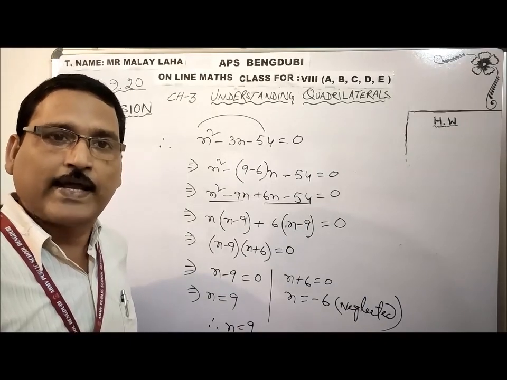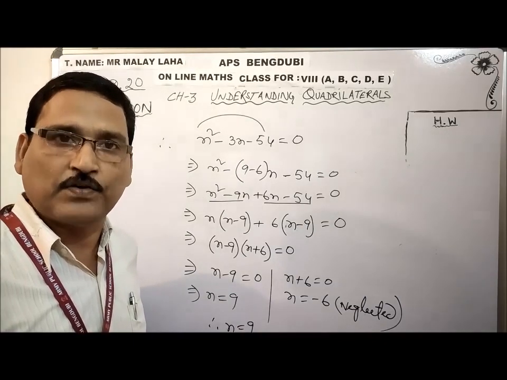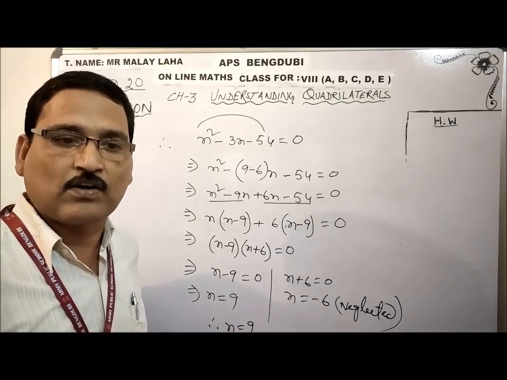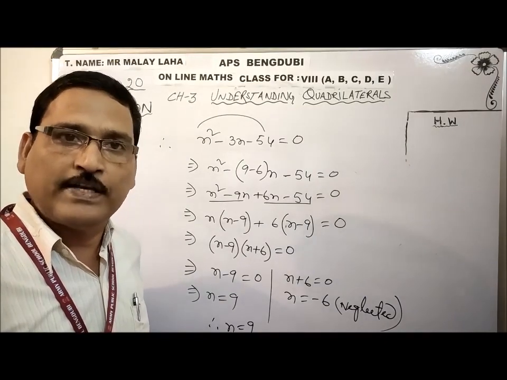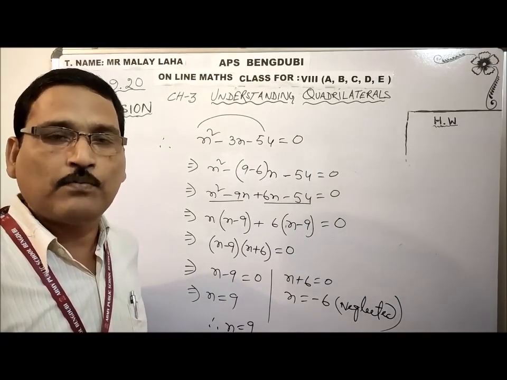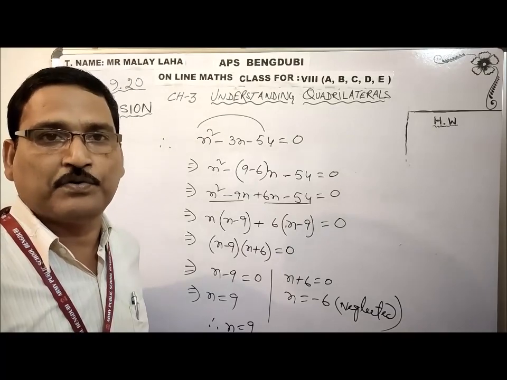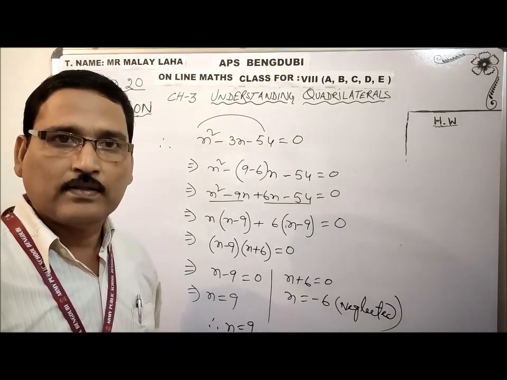That means a 9-sided polygon is a nonagon, a 10-sided polygon is a decagon. After that, what will we name it? 11-gon, 12-gon, 13-gon, 14-gon, 15-gon. Okay, this is the way.